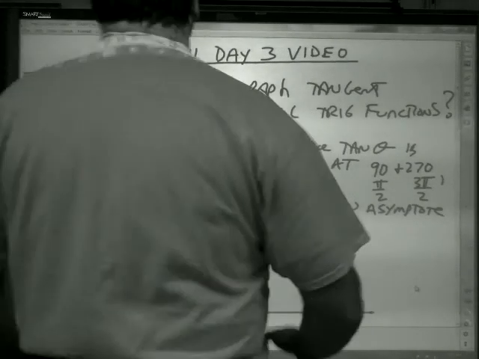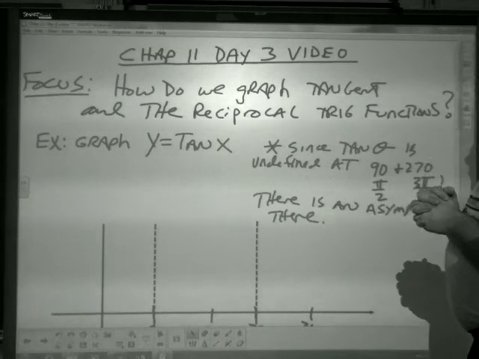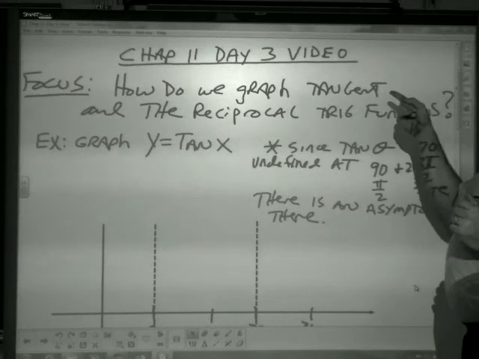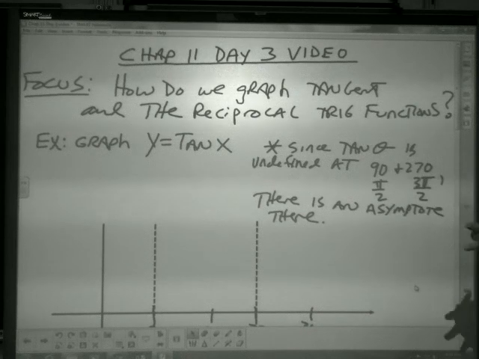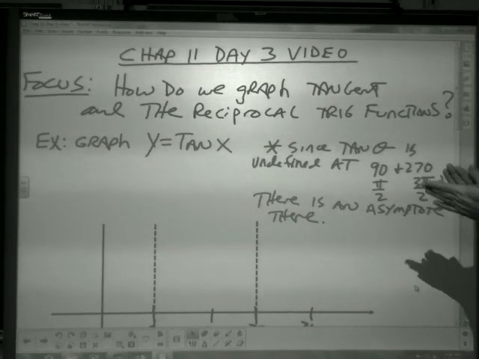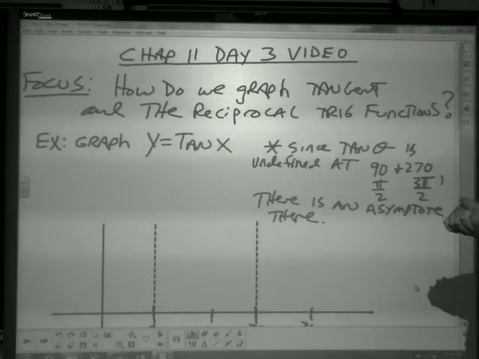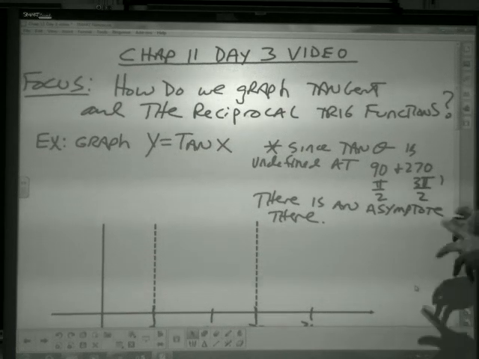Okay, chapter 11, day 3 video. How do we graph some different graphs like tangent and the reciprocal trig functions like secant and cosecant and cotangent? We save these for a different day because they're kind of unique. First one is we're going to look at how do we graph y equals tangent x.